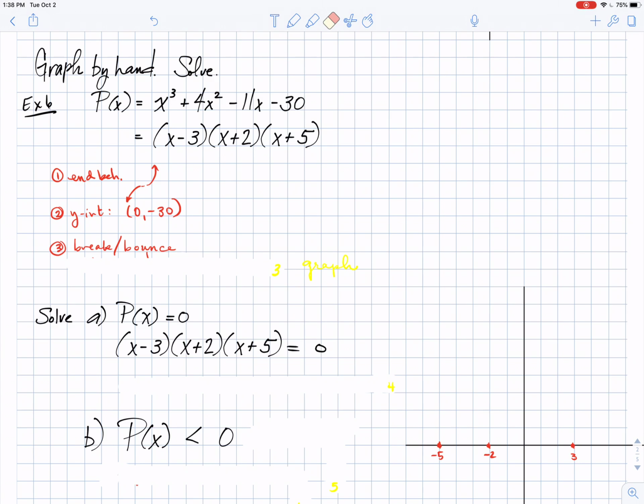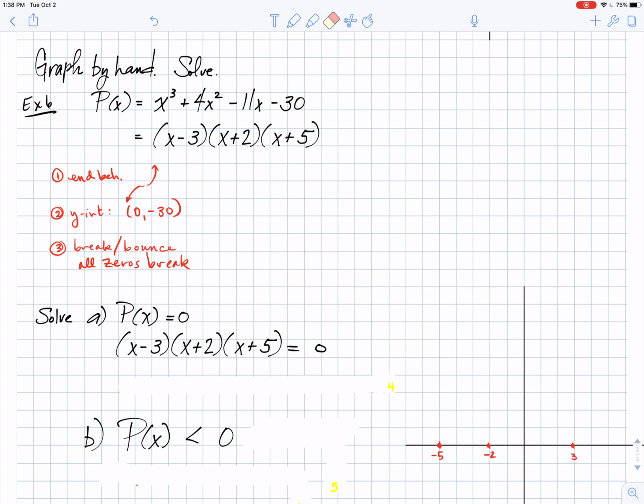And then as far as bouncers and breakers, you remember that we're looking at multiplicities here, and as you look at the factored version, there are no repeat zeros. There's no repeat factors. They're all different factors. So in this particular case, we understand that all of my zeros are going to break through the x-axis.